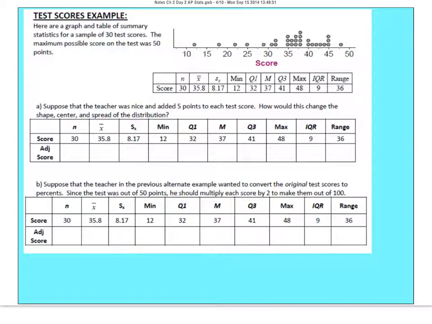Now, this is a nice example where we're just going to go ahead and change the statistics that they've already computed for us, and we're not going to do the crunching ourselves. This right here is a sample of 30 test scores. This is our dot plot.